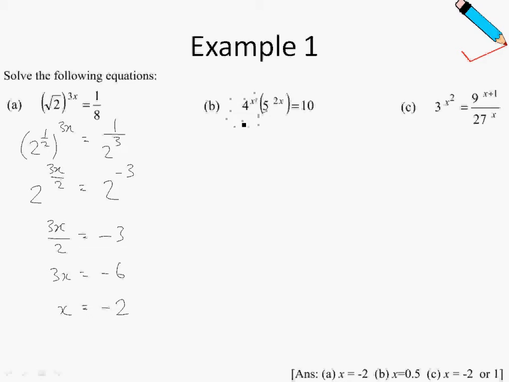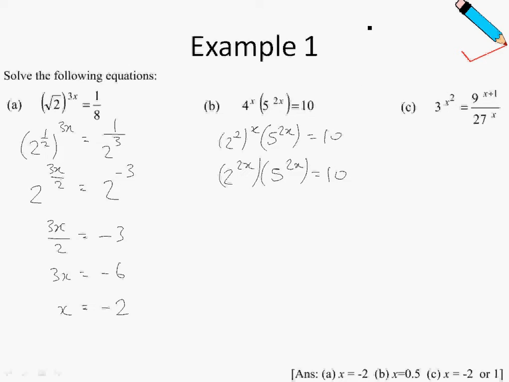In the next example, which is slightly more difficult, I want to change my 4 to the power x to some form that contains a power 2x. So 4 is actually 2 squared, and I'll leave 5 to the power 2x as it is. So 2 squared to the power of x is just 2 to the power of 2x, and this is times 5 to the power of 2x.